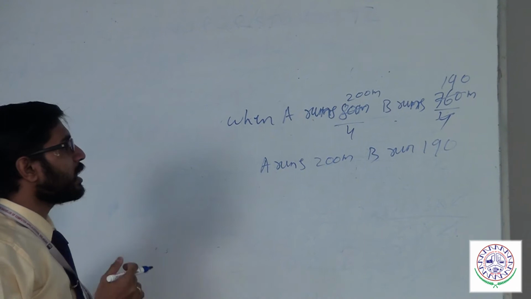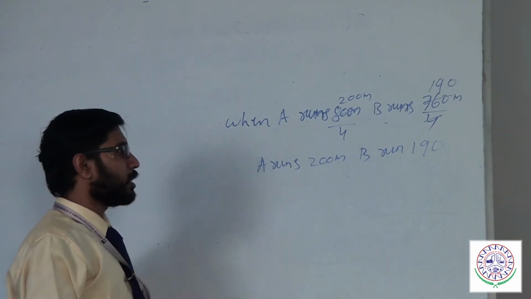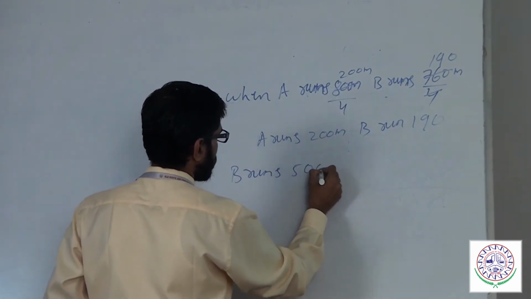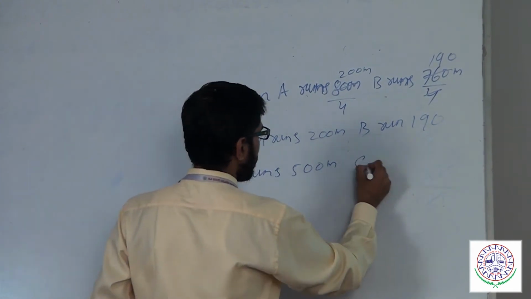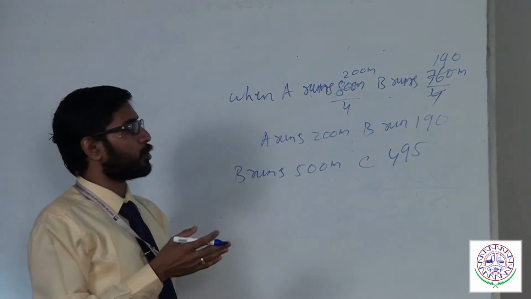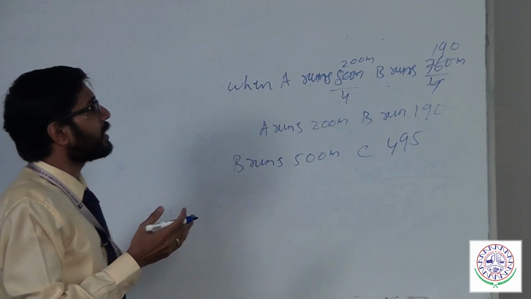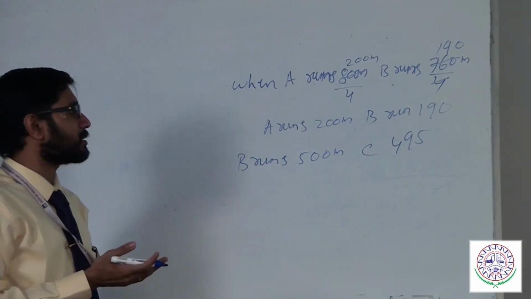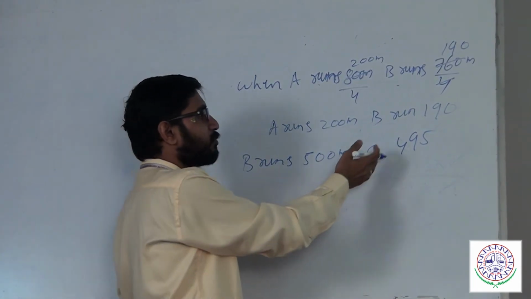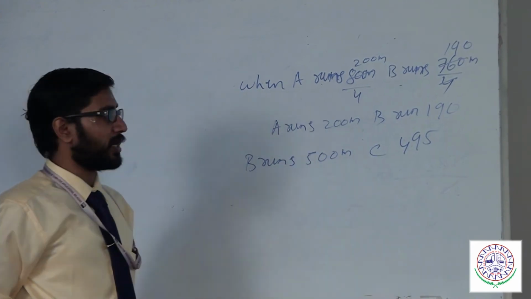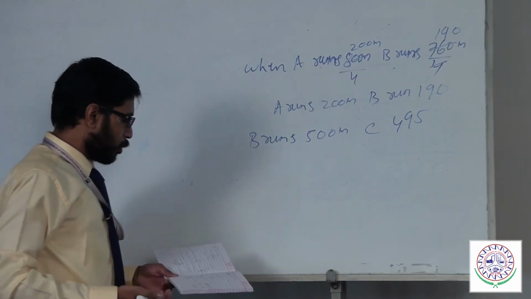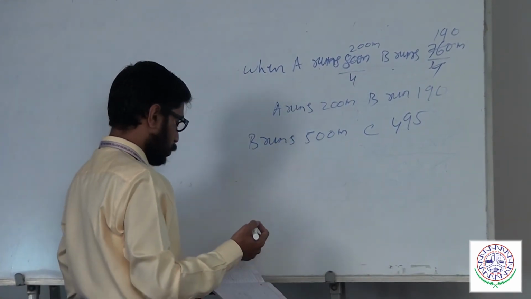This relation we got. Now we need to make a relation with B and C. What is given with respect to B is that when B runs 500 meters, C will run 495, because B can beat C by 5 meters. In a race of 500 meters, B can beat C by 5 meters. So if B runs 500 meters, C will run 5 meters less, so C will run 495. So now if B runs 500 meters and C runs 495, how much will C cover?